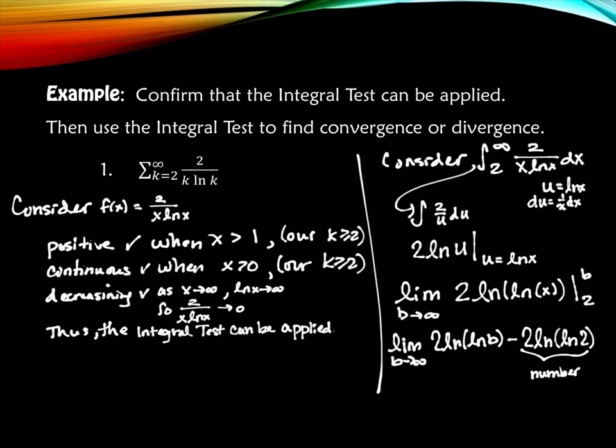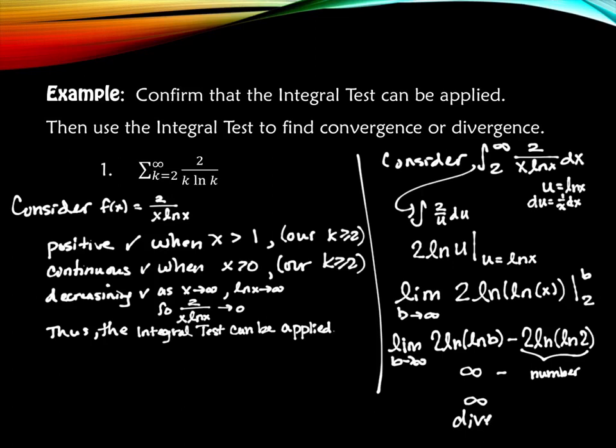But the first piece, where I've got the limit as b goes to infinity of 2 times the natural log of the natural log of b, what is this? That's infinity, right? This natural log of b inside is infinite. And I've got another natural log of something that is infinite. And then times 2. That's infinity. And infinity minus a number is still infinity. So this is infinite, right? This antiderivative is an infinite value. What's that mean? Divergent. It means it diverges.